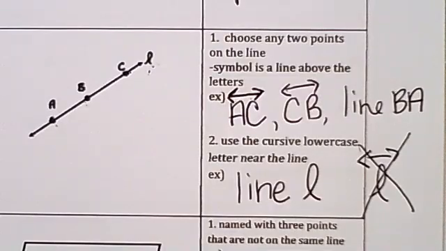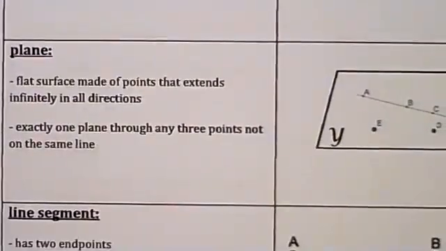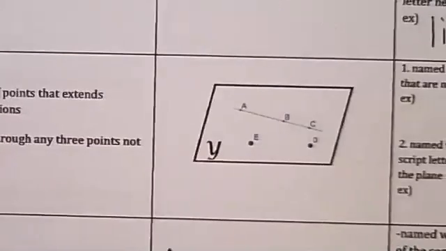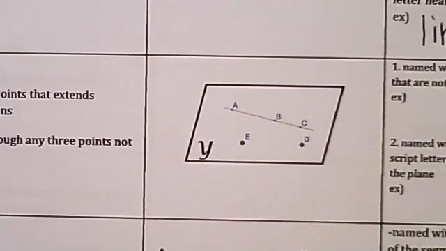Okay, the next definition is a plane. So a plane is a flat surface made of infinitely many points that extends in all directions. Like if you can imagine, say, the top of your desk, that could be a plane. So a flat surface. Obviously you can't show that it's going on forever, right?